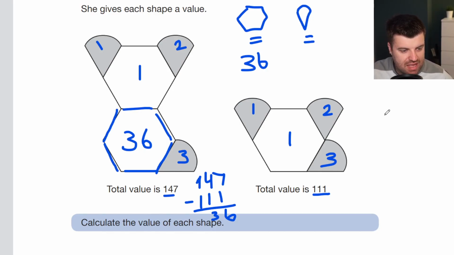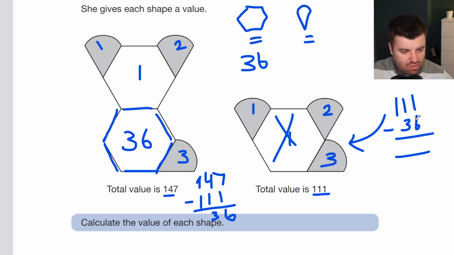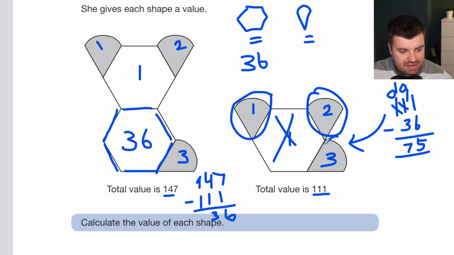Quite simple, really. Let's go back to this one. Let's take away the value of the hexagon. So 111, take away the hexagon, take away 36. What are we left with here? So we've got 0 there and exchange over. 11 take away 6 is 5. We have to exchange again. 10 take away 3 is 7. So we're left with 75. That means that 3 cone shapes is worth 75.